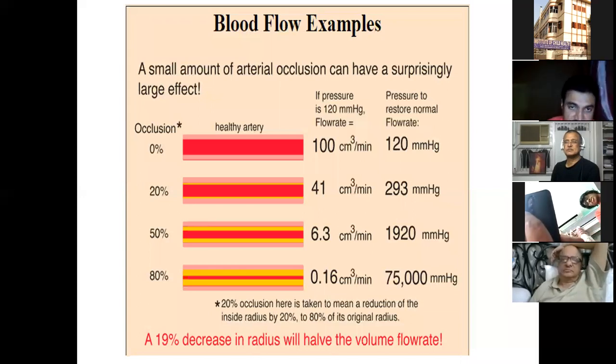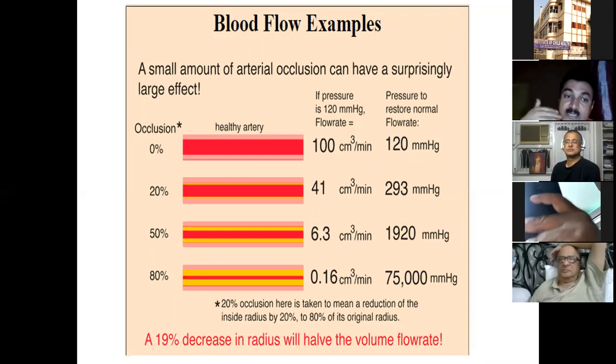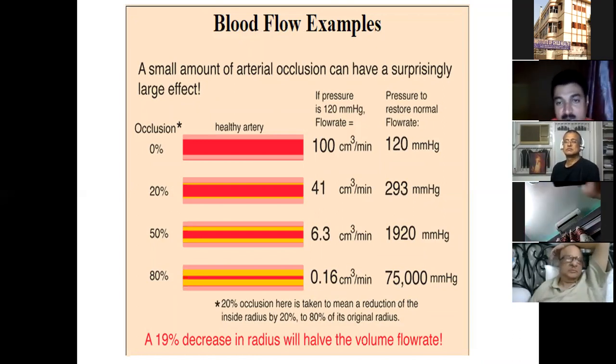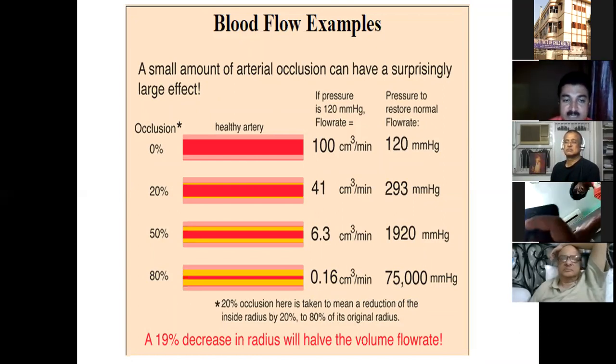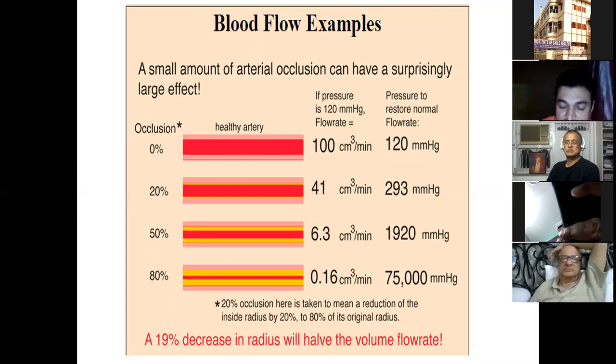So this also signifies that the effect of reduction in your internal diameter increases the workload on the heart 3 times. Similarly, with 50% reduction, you see it is almost 20 times, and 80% reduction is almost 75,000. So this is how one can imagine the implications of Poiseuille's flow volume in healthy blood vessels.